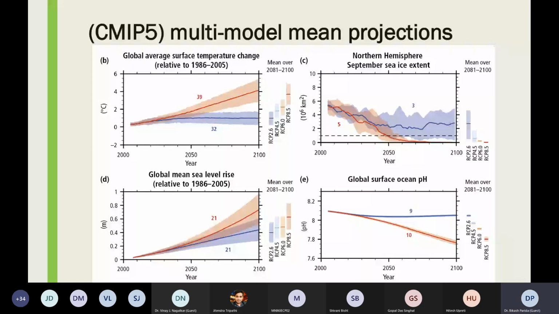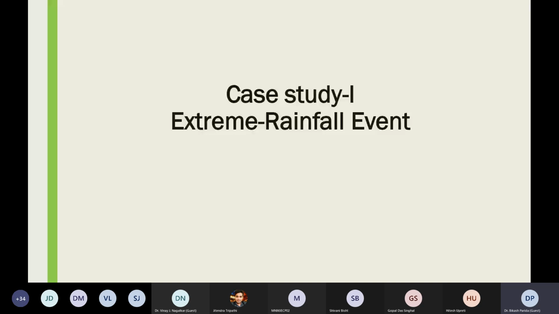Okay, so with this, because we know that the intensity of flood is also linked to climate change, I gave a little introduction to that. So straight away, I will start some of the case studies related to flood and extreme events.